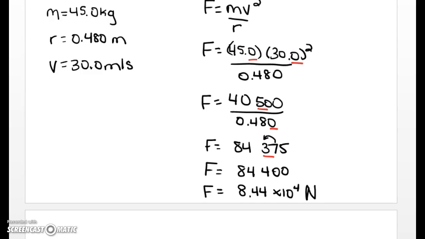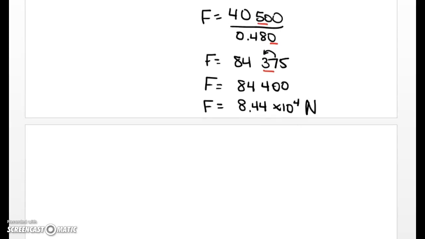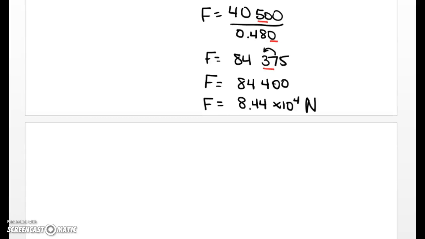Just to finalize this question, make sure we answer this with a sentence, because it was technically a word problem. So we could say that the magnitude of the centripetal force is 8.44 times 10 to the 4 newtons.